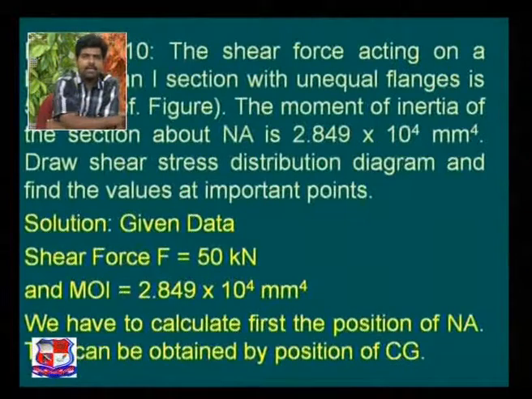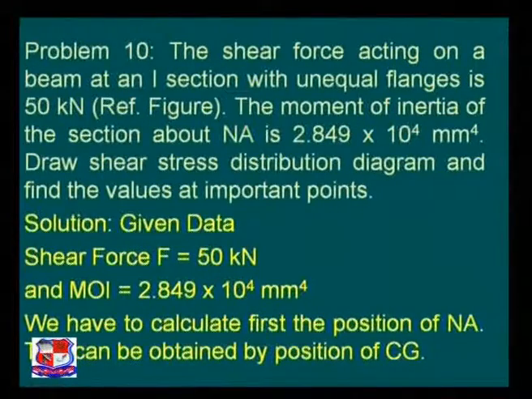So referring to the given data, the shear force acting at the section is 50 kilonewton, and here it is noted that the moment of inertia is given to us. If the moment of inertia is not given to us, we have to find it out using the basic principle, the parallel axis theorem. So now our step number 1 is to calculate the position of the CG.